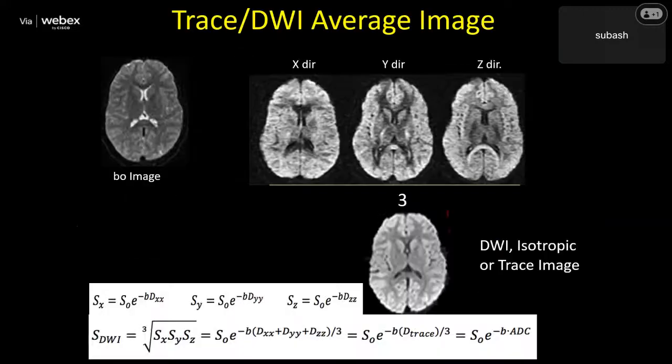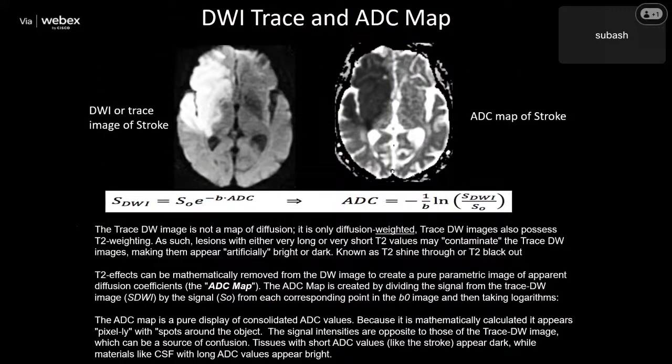Then you can also make the average of the three and divide the pixels by three. Then you have diffusion weighted or isotropic or trace image. This is called trace image. And this is again not an ADC image, it is a diffusion weighted image, but average diffusion in all the three directions. This diffusion, as I said, doesn't happen in one direction, it can happen in many directions. So you can calculate the net diffusion, net displacement in the tissue by doing diffusion weighted measurement in all the three directions. Here you can see the diffusion weighted or trace image of stroke.